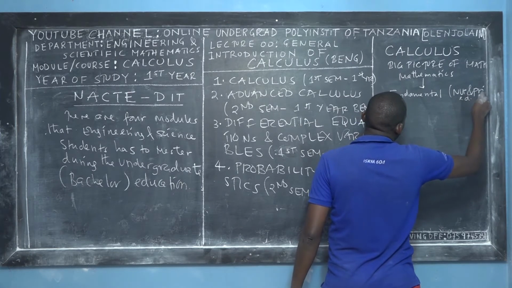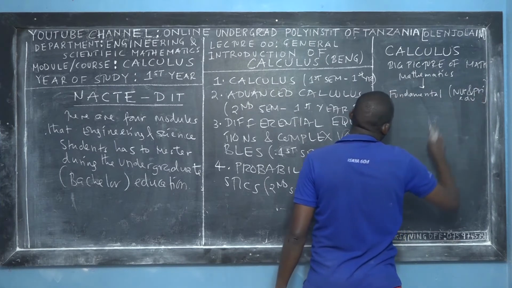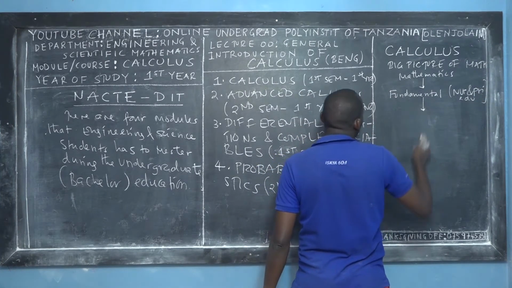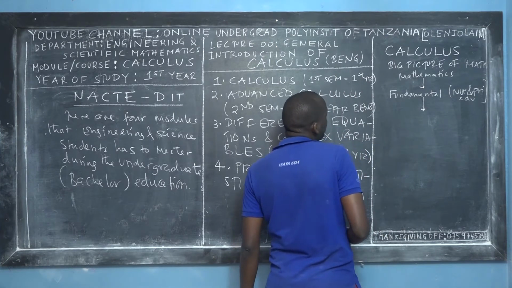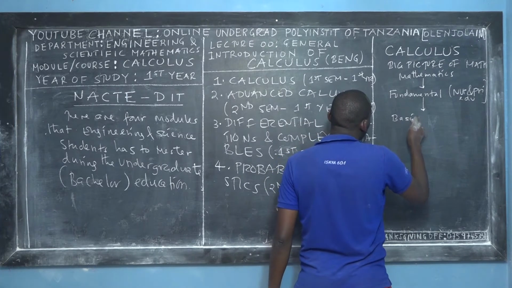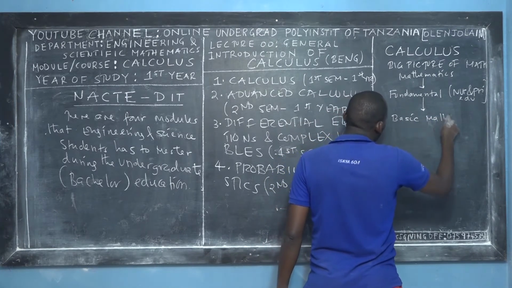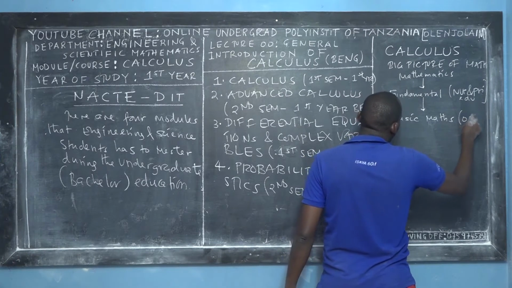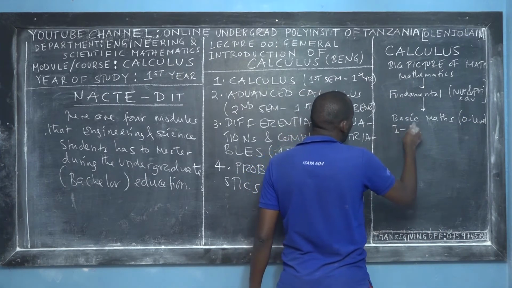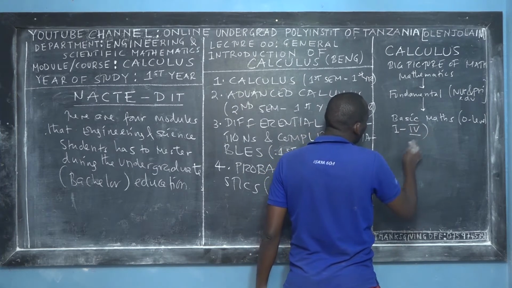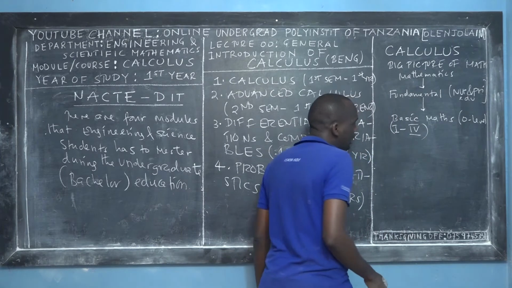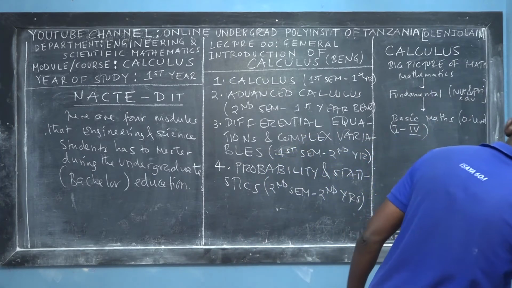Great. So that's how the journey of mathematics began. And then we went a little further to what we call basic mathematics. This is during our O-level education, from Form 1 to Form 4, where we learned basic mathematics, which is a beautiful subject.